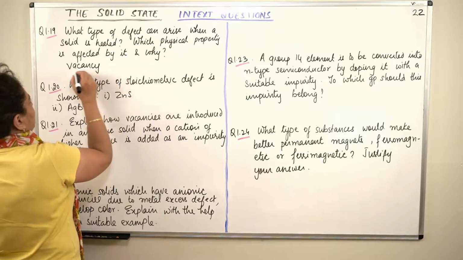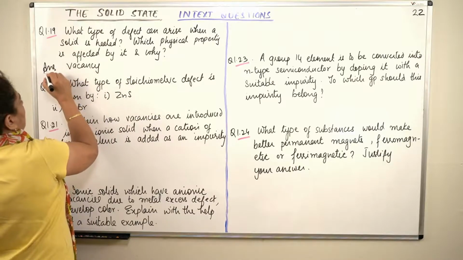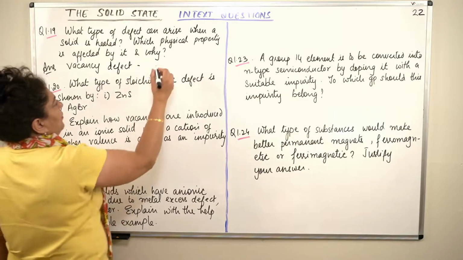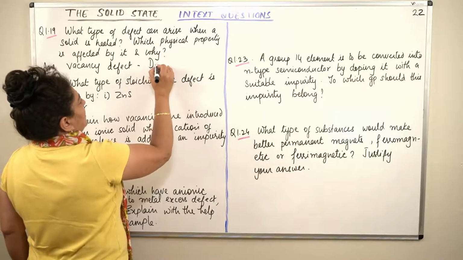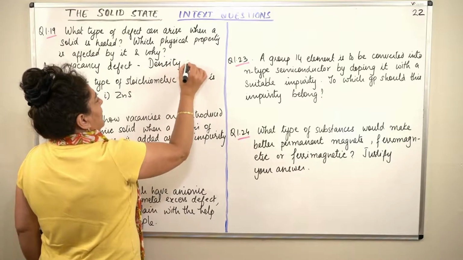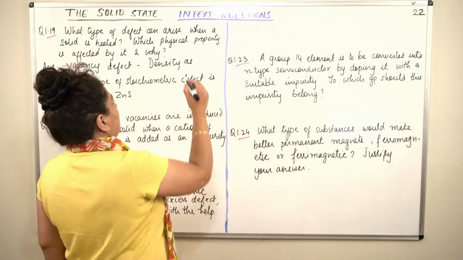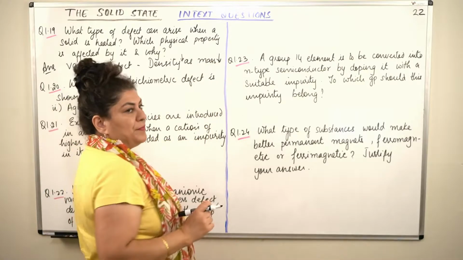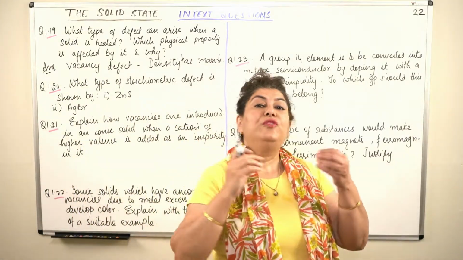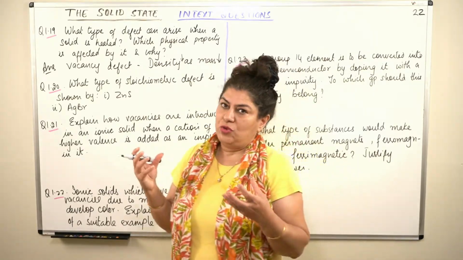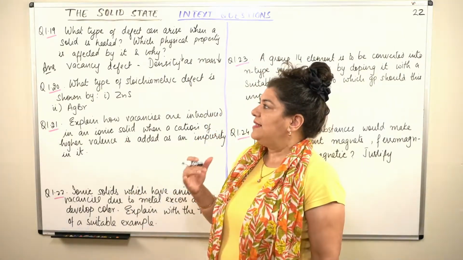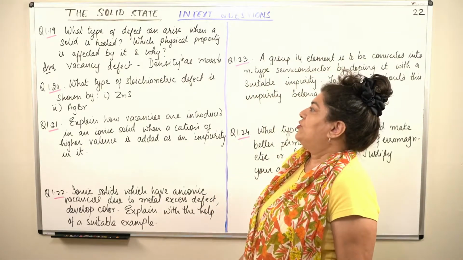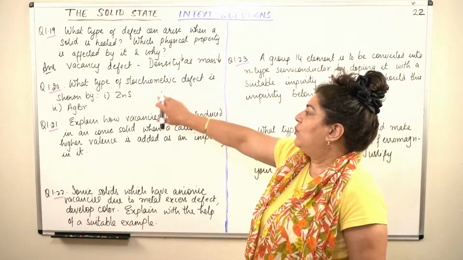The answer to this would be: a vacancy defect is created. And which physical property will be affected? It will be density. And why would density decrease? The density would decrease as mass decreases. Since some of the substance has moved out, the mass of the solid decreases, and therefore density is the physical property that is affected.